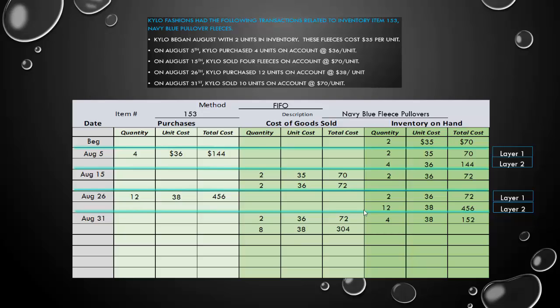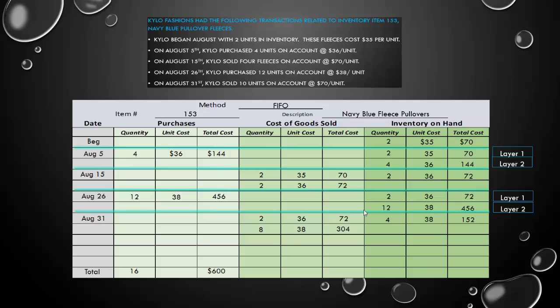That would be the value of item 153 that we're reporting on our financial statements at the end of the period. So in total, we purchased 16 pullovers. The total cost of that purchase was $600. What was our cost of goods sold?